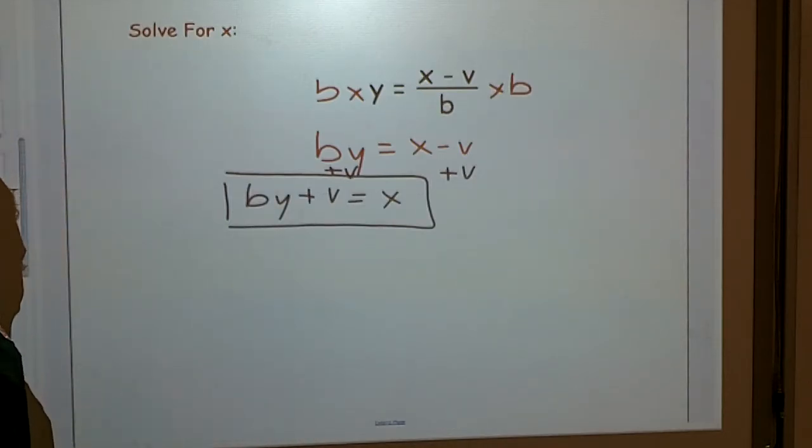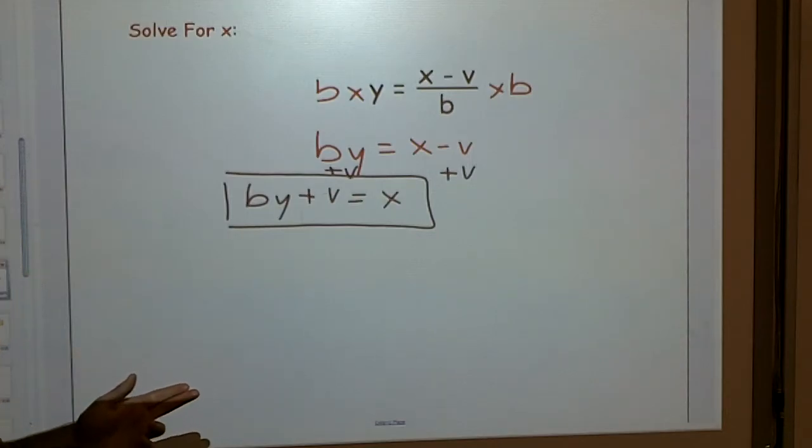Now again, this is kind of an abstract concept because we don't have numbers, but stay true to your properties and we should be in good shape. Okay.